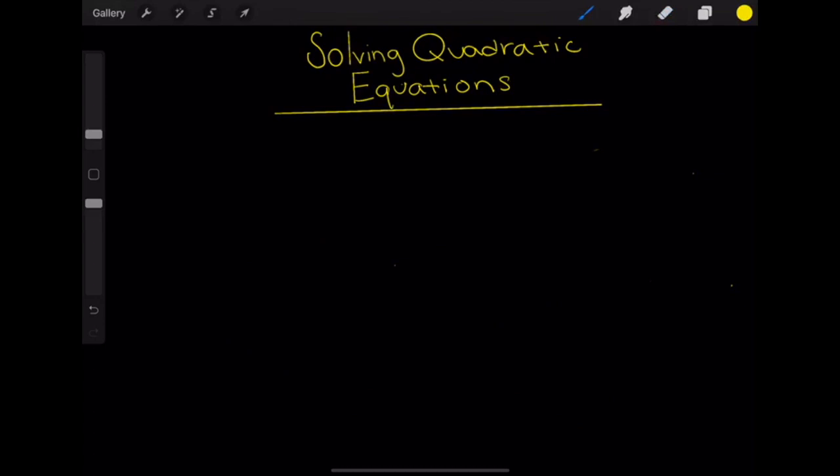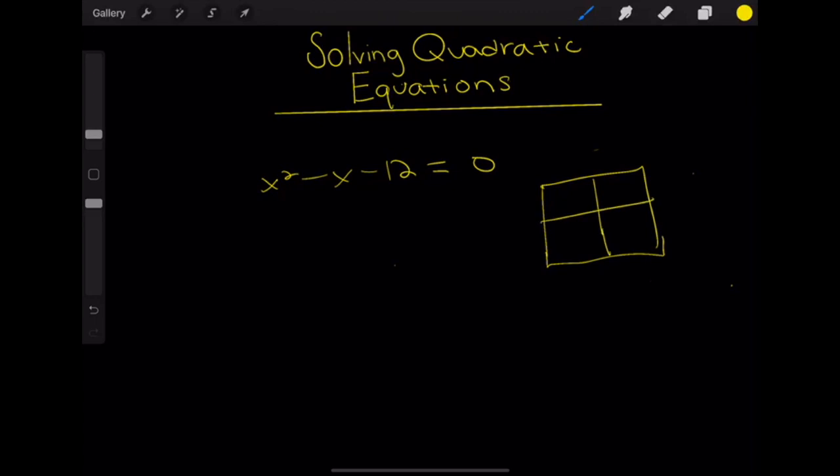So now we're going to do one with another x. So it's going to be x squared minus x minus 12 is equal to 0. So here you can use something called the box to get your answer. So this number will go in the first box. This number will go in the last box. And to get these two numbers, this is what you're going to do.